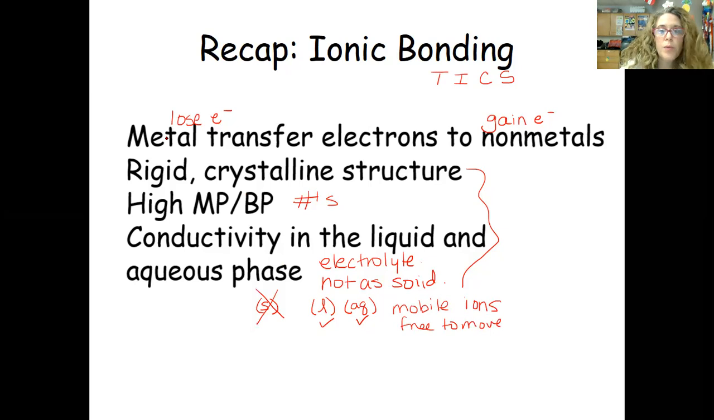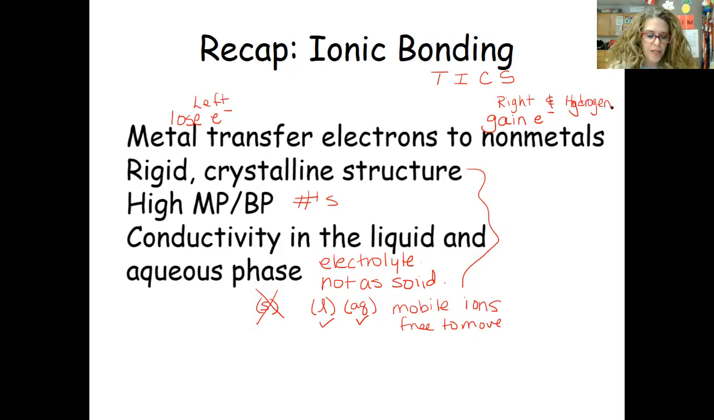And remember, where do I find the metals and the nonmetals on the periodic table? Metals are on the left-hand side of the periodic table. Nonmetals are on the right-hand side of the periodic table. And don't forget hydrogen.